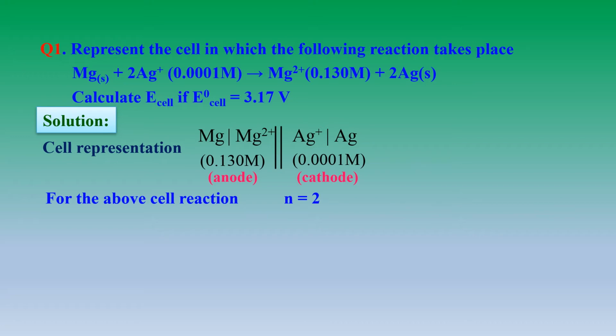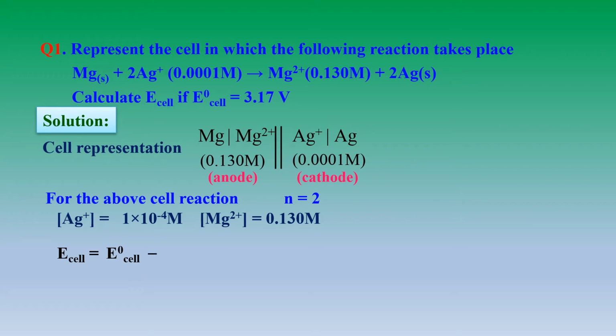Further substitution of these values: the Ag plus value is given, that is 1 into 10 to the power minus 4 molar. The Mg2 plus value is given, 0.130 molar. What is the formula to calculate the cell potential? E cell is equal to E naught of cell minus 0.0591 divided by N log of Mg2 plus divided by Ag plus to the power 2. So how to write this, that is Mg2 plus and Ag plus to the power 2?